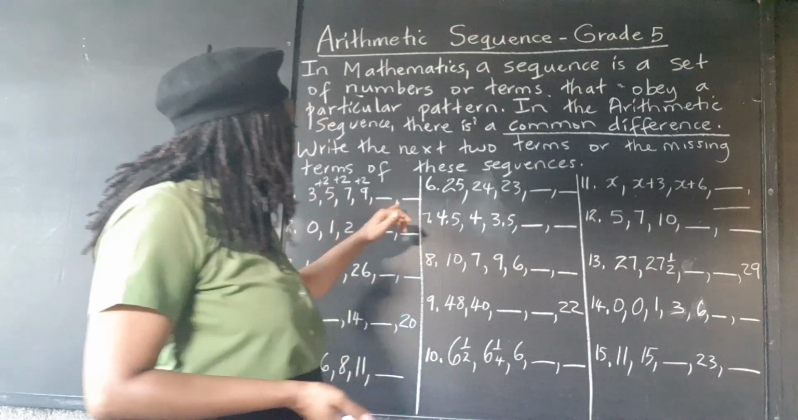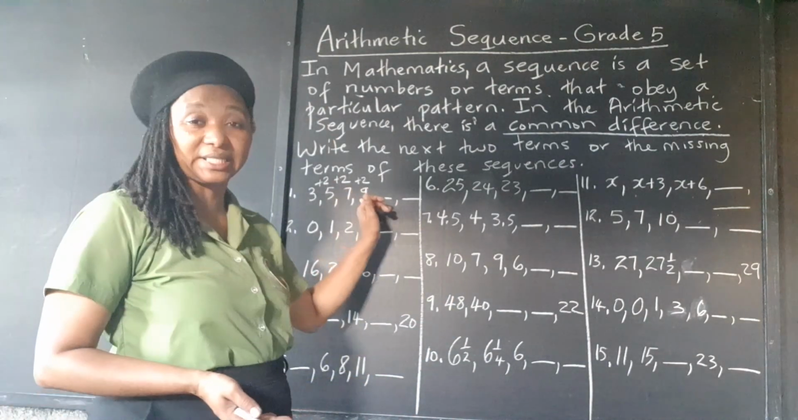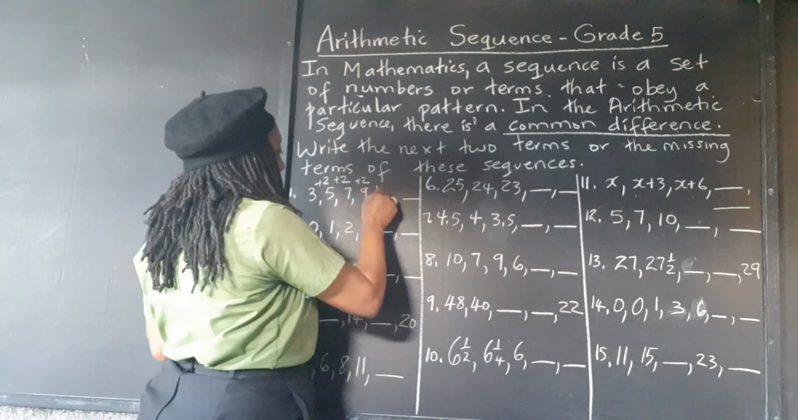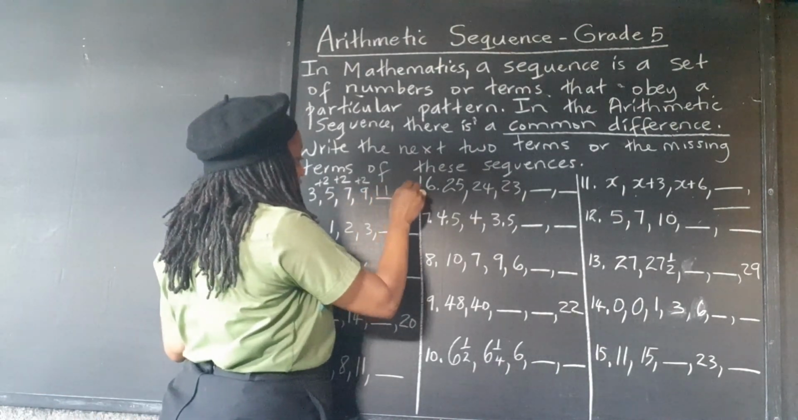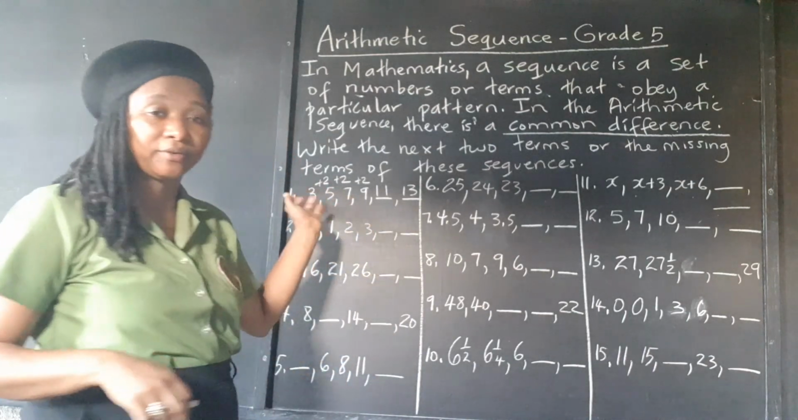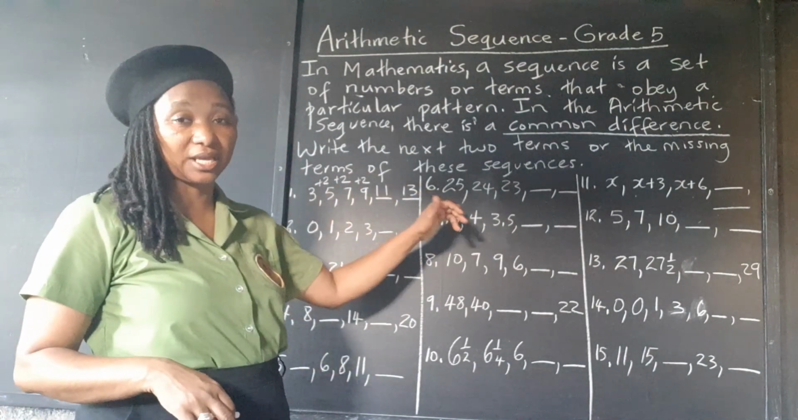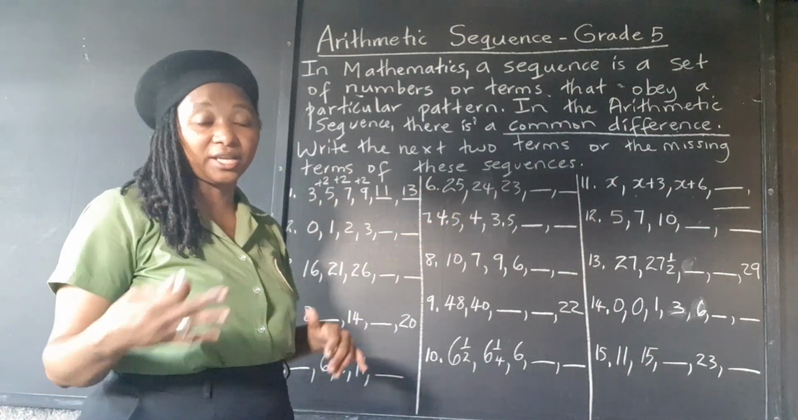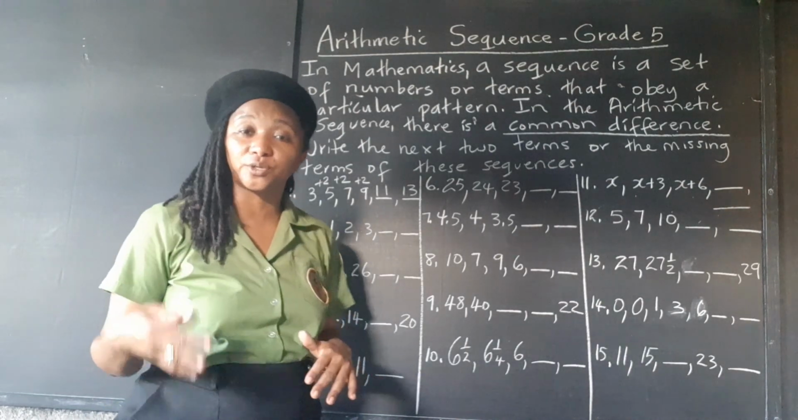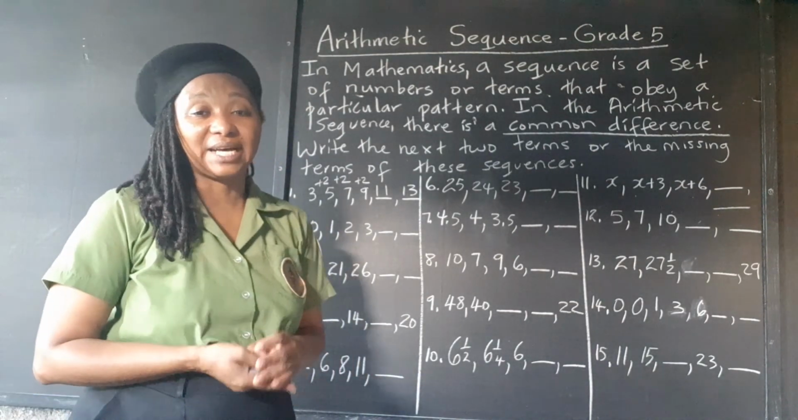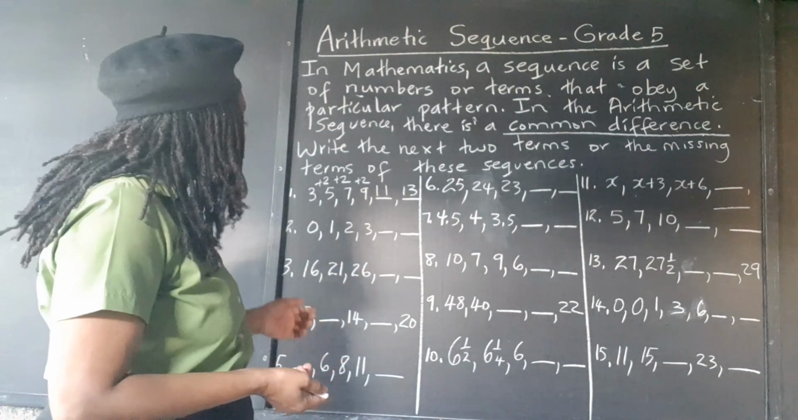So all we need to do then is to add 2 plus 9, which is 11, and then 2 plus 11, which is 13, and we have completed this sequence up to here. And any term which will come after that, we're just going to keep adding 2, because that is the pattern that this sequence is obeying.